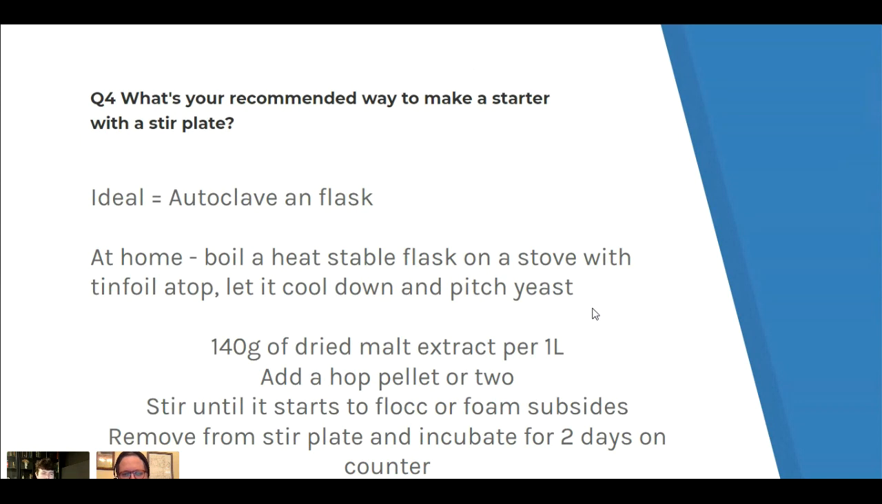So question 4: what's the recommended way to make a starter with a stir plate? I love this question. Ideally, you have an autoclave. If you don't have an autoclave, I didn't put this in here, an Instant Pot has a pressure cooker in it, and that works really well. I know a handful of breweries that are doing that as small scale stuff. At home, boil in a heat stable flask on the stove with tin foil on top, and let it cool down. I'd make that media with 140 grams of dry malt extract per 1 liter, which is where I usually start. Add a hop pellet or two just to give it a little bit of IBU. Stir until it starts to flock or the foam subsides.